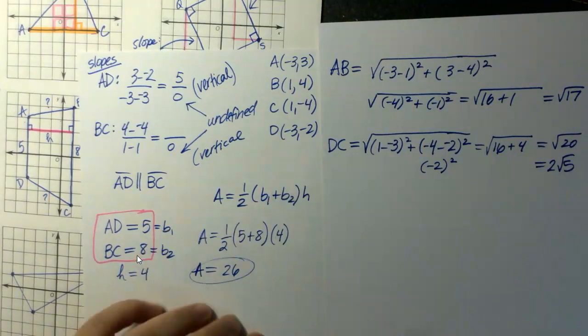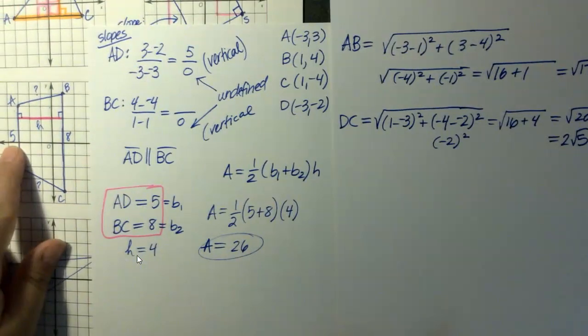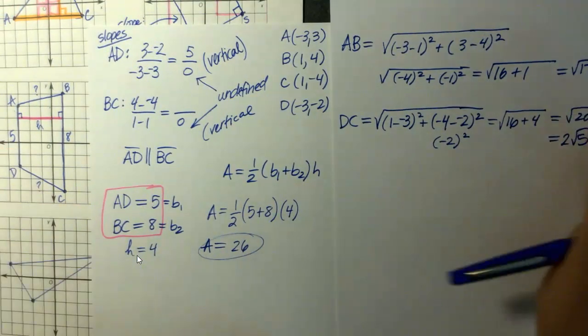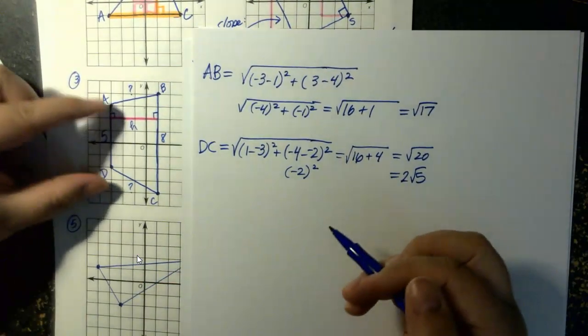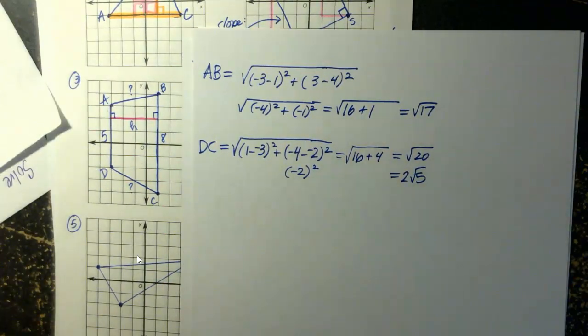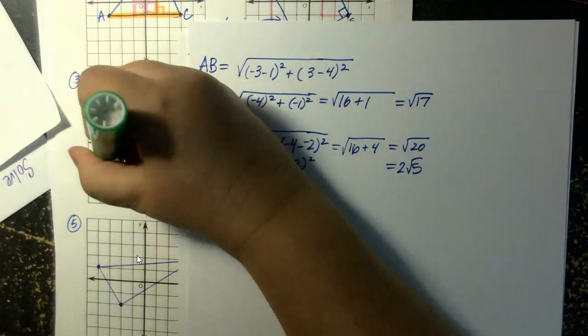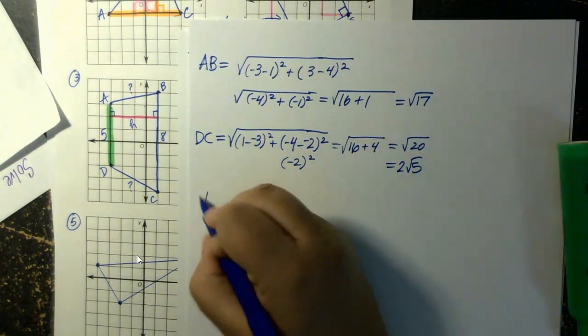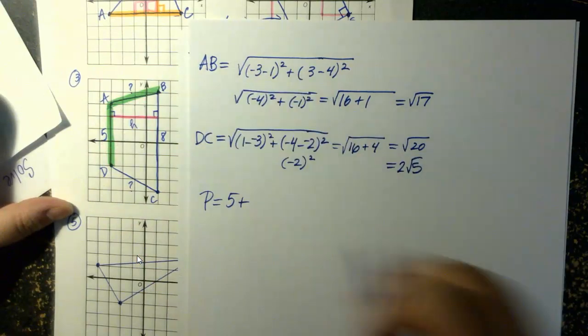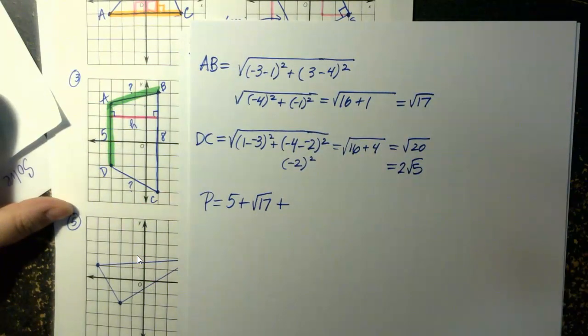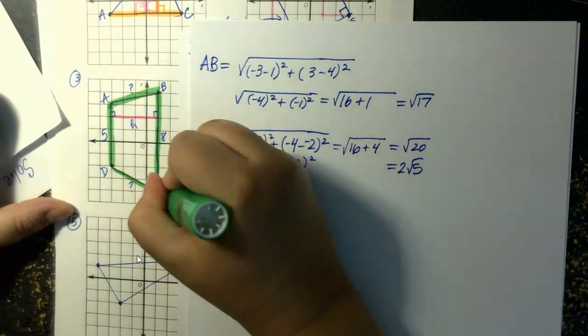So for my perimeter, I'm adding up all the sides. 5 plus AB. So 5 is, let's go ahead and just move this back over. You know that AD, this side is 5. I'm going to just trace the distance around as I do it. Perimeter is adding up all the distances, all the side lengths. So 5 plus AB is square root of 17 plus BC is 8 plus DC is 2 root 5.